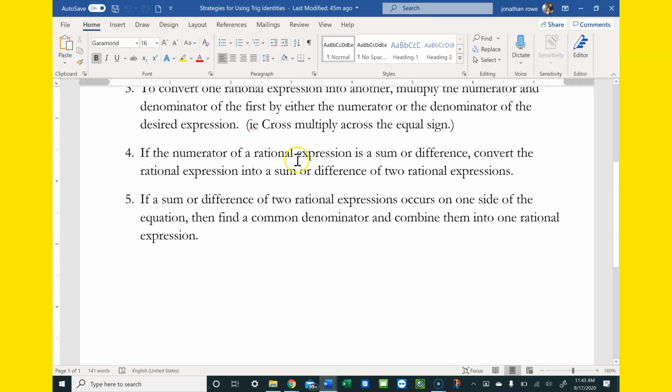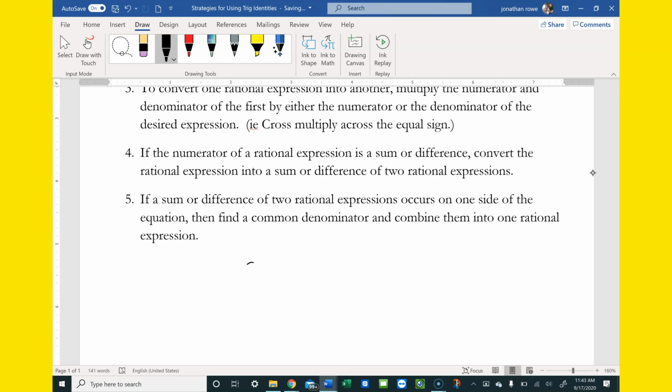Strategy 4, if the numerator of a rational expression, in other words a fraction, is a sum or a difference, convert the rational expression into a sum or difference of two rational expressions. That means that if you have a complicated fraction, you can split that fraction up into two fractions. You can split the numerator. You can't split a denominator, but you can split a numerator. We can write that as sine over tangent plus cosine over tangent. And that's the same thing as that. And then we can try to work from there.